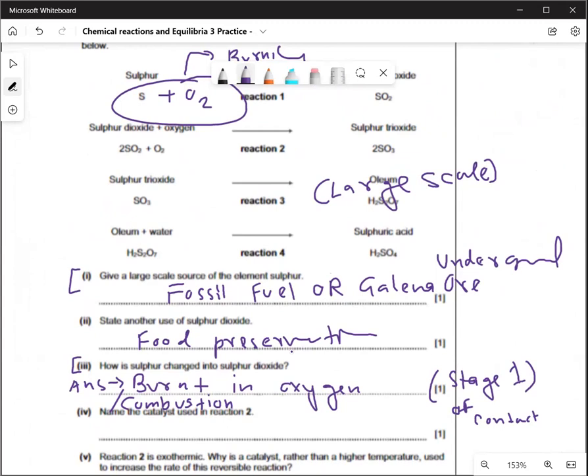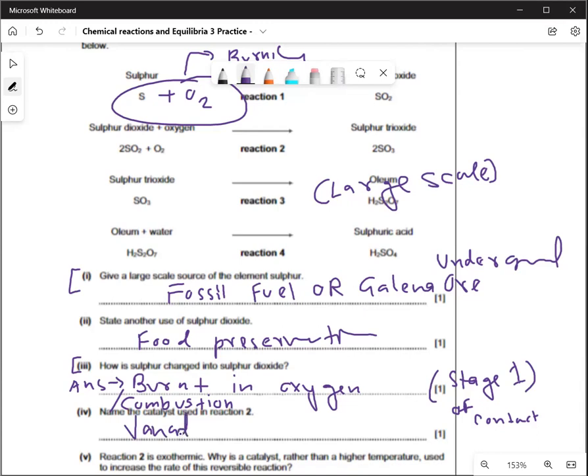Name a catalyst used in reaction 2. It is iron. No. Check your notebook for the contact process catalyst. It is V. What is V? Vanadium. And after that, oxide. So you have to say the whole thing.